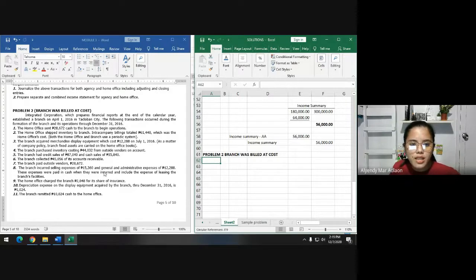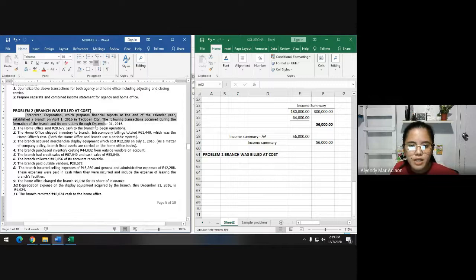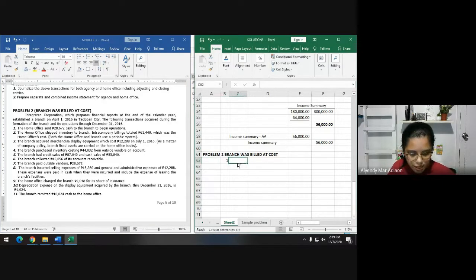Okay, so Integrated Corporation, which prepares financial reports at the end of the calendar year, established a branch on April 1, 2016 in Tacloban City. The following transactions occurred during the formation of the branch and its operations through December 31, 2016. Okay, number one.